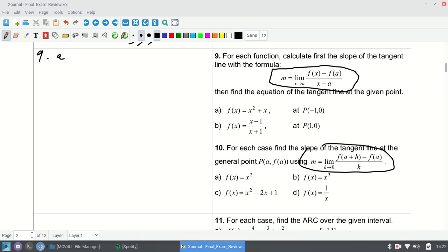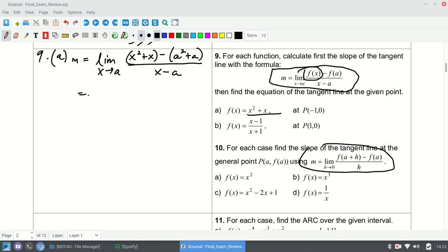I'm going to do part A. The function itself is x squared plus x. So it tells me that the slope equals the limit as x approaches a of f of x. But what is f of x? That's x squared plus x, so that's the first part. And then I have to take off f of a. f of a is basically switching x for a, so it's going to be a squared plus a. Done. And then on the bottom, I just do x minus a.